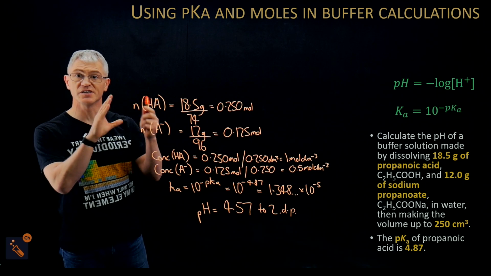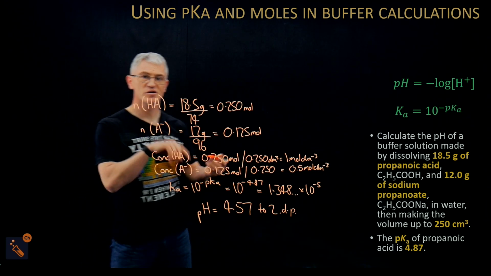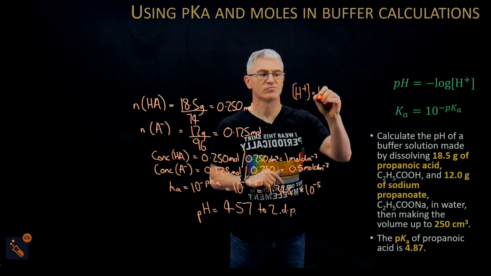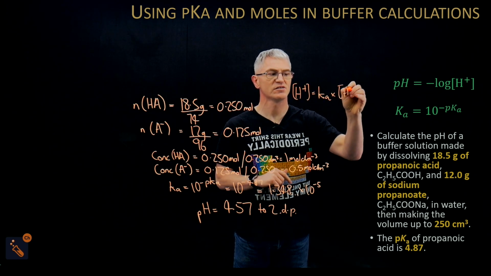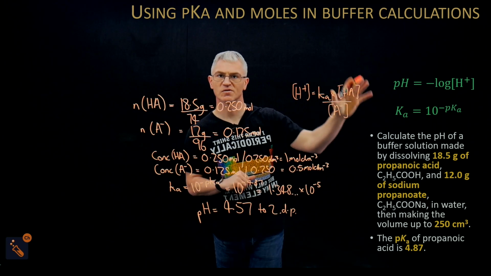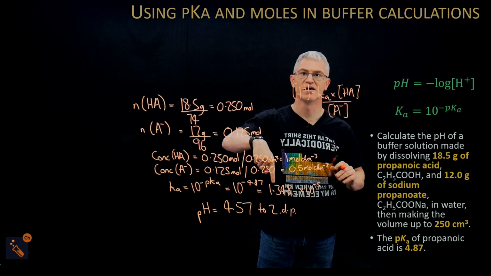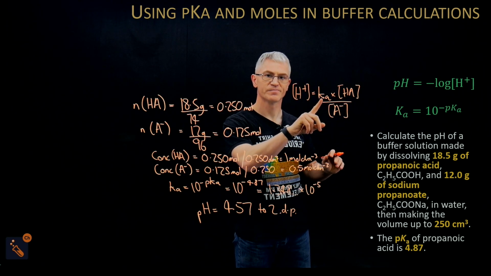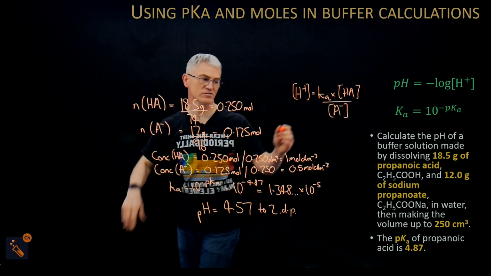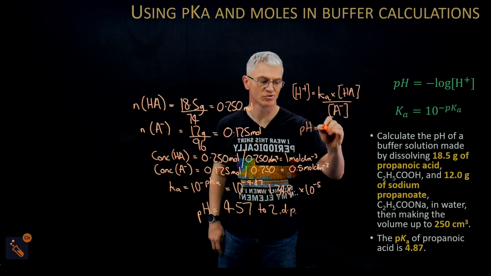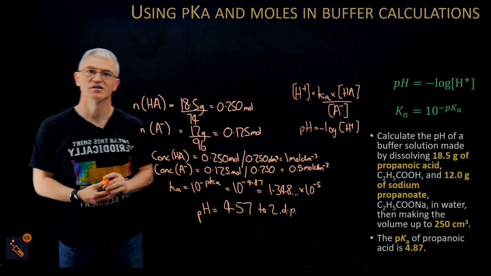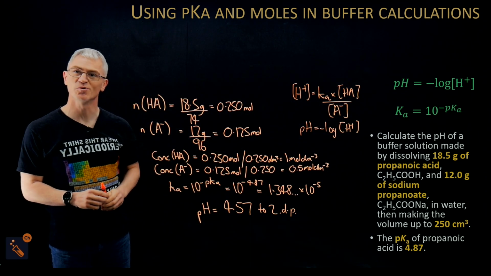So if you're not sure, stop the video and put them all in. Remember, you are putting it into this equation, which is H plus equals Ka times HA divided by A minus. All I'm doing is taking that number down there, putting it in here, taking these two concentrations, putting them in there, getting the H plus, and putting it into pH. Just in case anybody's not sure: put it into pH equals minus log, and you will get a lovely pH of 4.57.